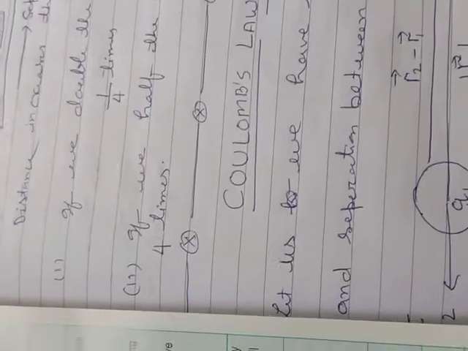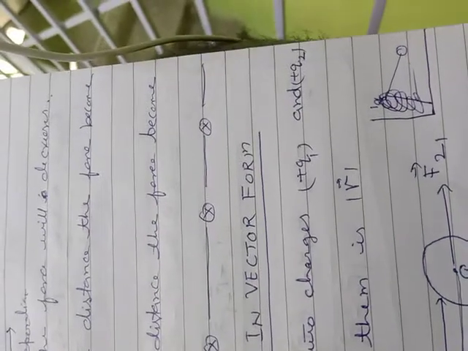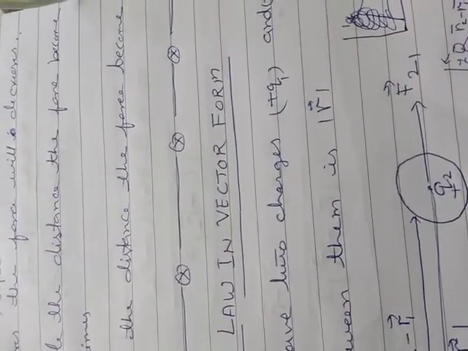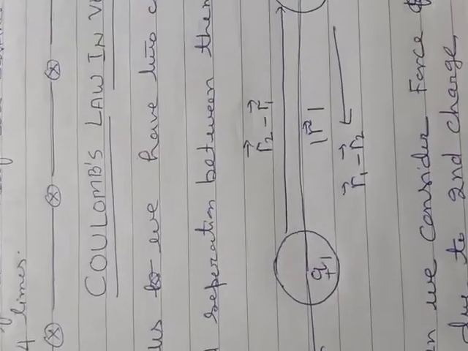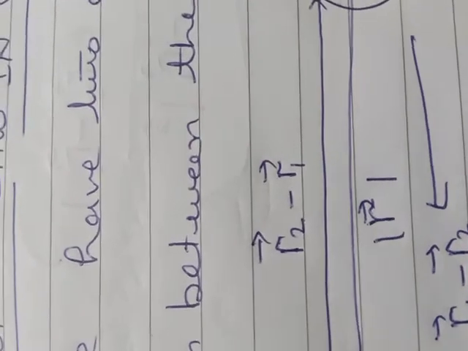Okay, now we will start Coulomb's law in vector form. We have two charges, plus q1 and plus q2, and the separation between them is modulus r. We take it in modulus r, meaning we require only the magnitude. So look here, there is q1 and there is q2, and the distance between these two charged particles is modulus r.